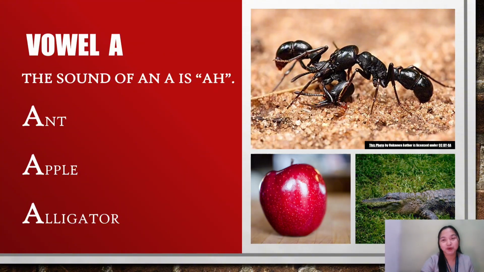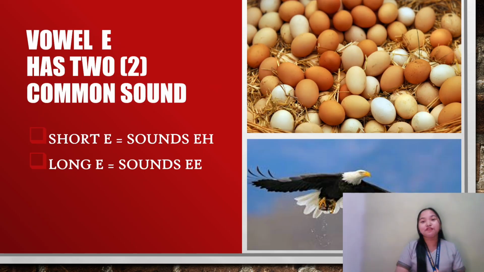So let's move forward to the vowel E. The vowel E has two common sounds. The short E sounds like "eh", while the long E sounds like "ee". The short one is eh and the long is ee. Okay, clear? Okay, thank you.